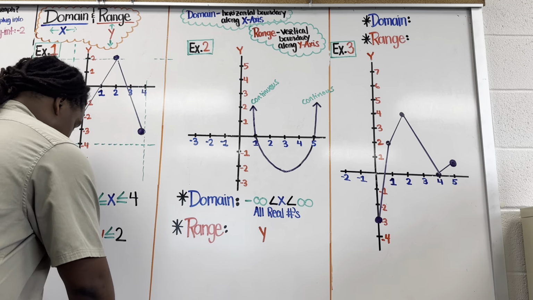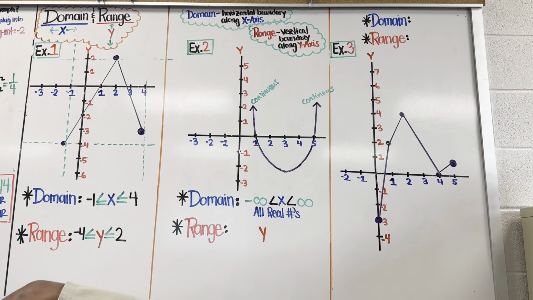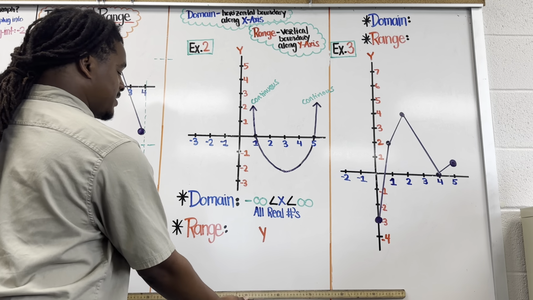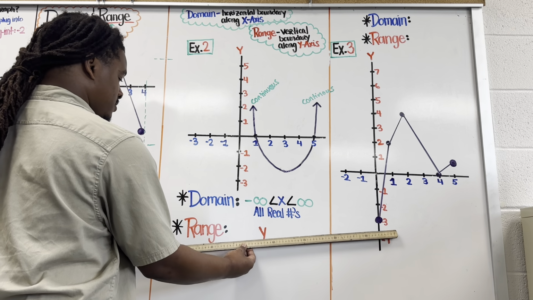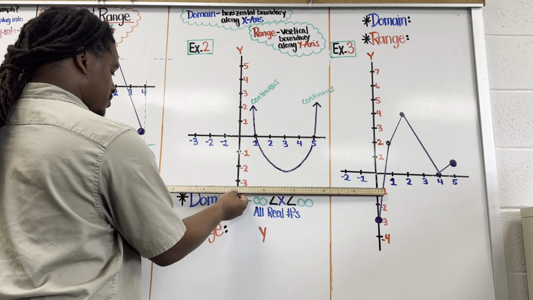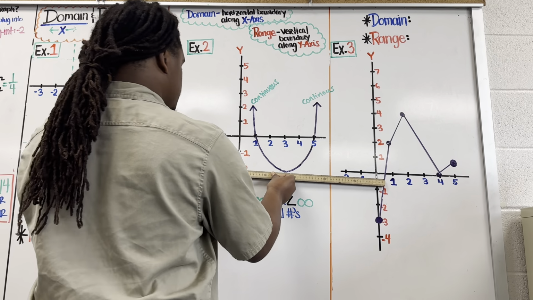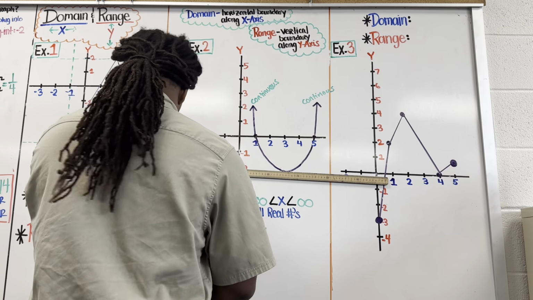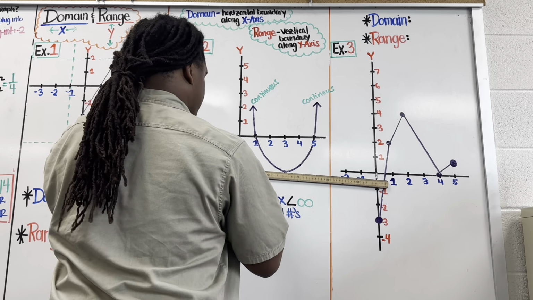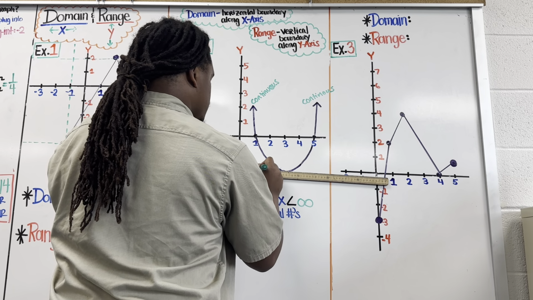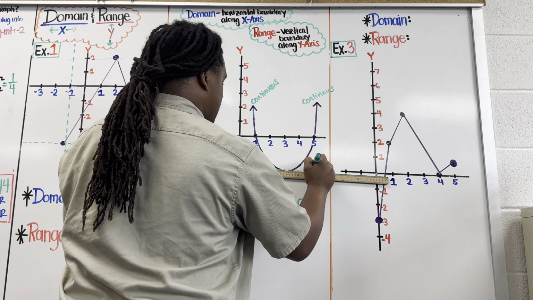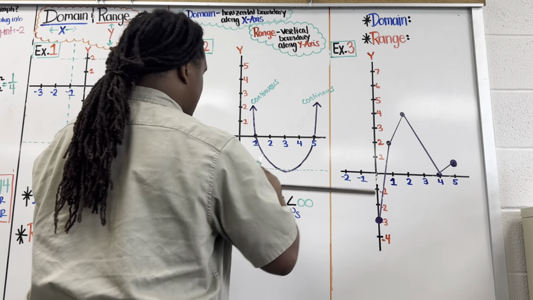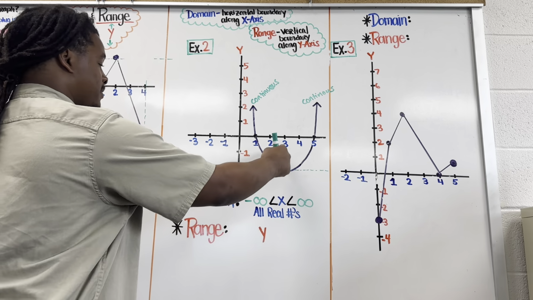Now, remember, guys, the range is the vertical boundary, right? So I'm going to see how low we can actually get when it comes to this function. The lowest point of this function is, let's just say, at y equals negative 2. So this is the lowest point of the function, right? So y can't go lower than negative 2.